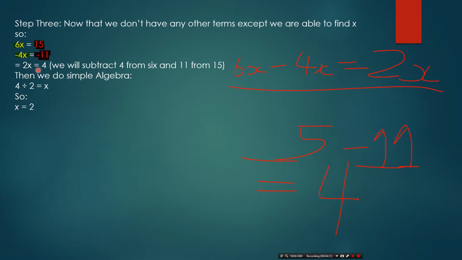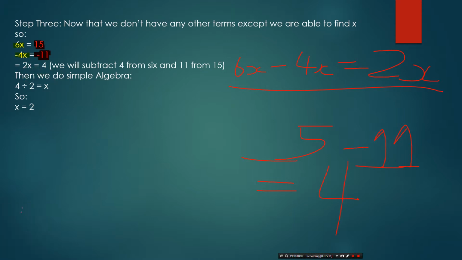So it will be 2x equals 4, because 6x was bigger than the minus number, so 6x minus 4x equals 2x. Now if it were opposite, however, with 4x positive and above, and 6x negative and down there, it would be 4x minus 6x, which would be minus 2x. Right now it's a positive number, and you start with positive numbers as usual. So we subtracted 4 from 6 and 11 from 15. Now we did a simple algebra, so we have 2x equals 4 left.